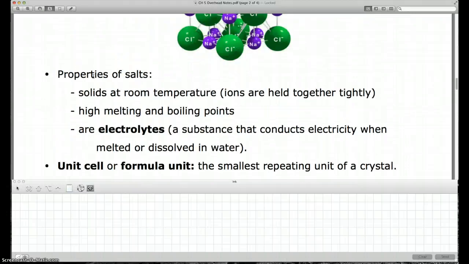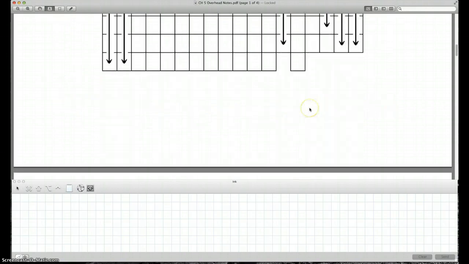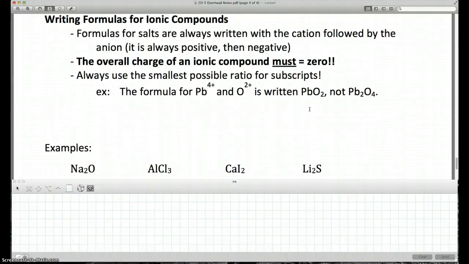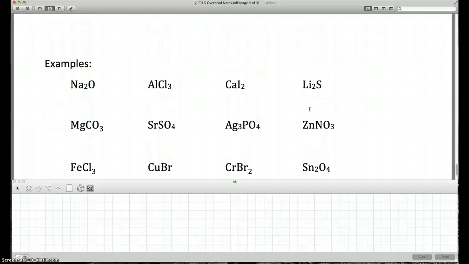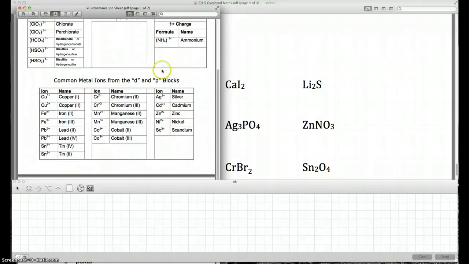up here, what was it? Many of the D and P block metals are also exceptions to the octet rule. They are called variable charge metals. And if we look at our polyatomic ion sheet, at the bottom we have copper, chromium, iron, and tin. And if you notice, there's 2 different coppers, there's 2 different irons, there's 2 different tins, there's 2 different chromiums.